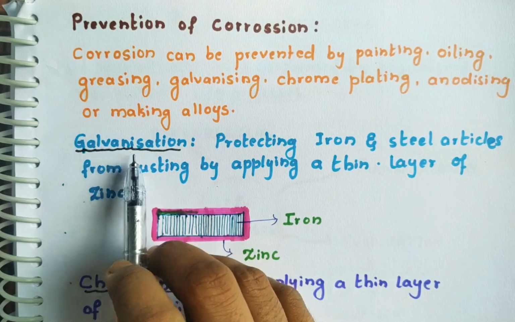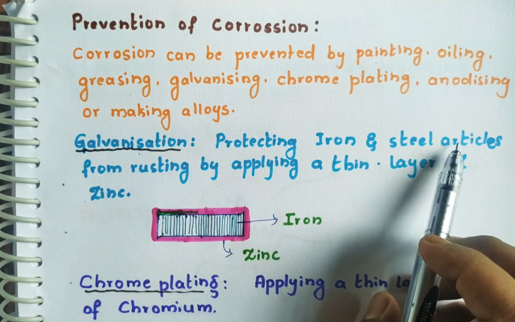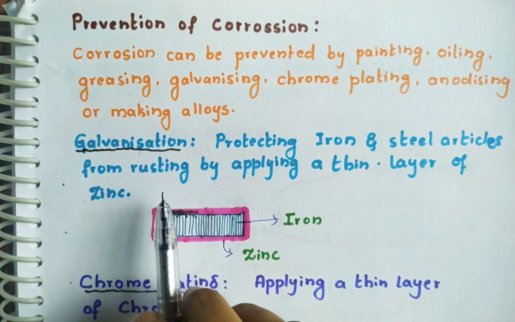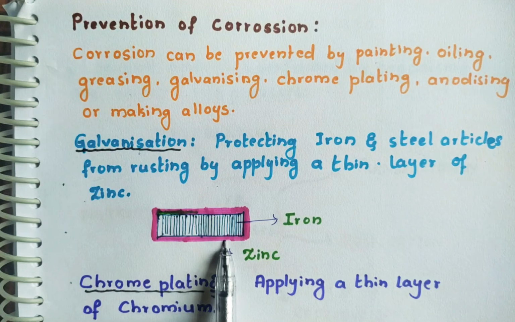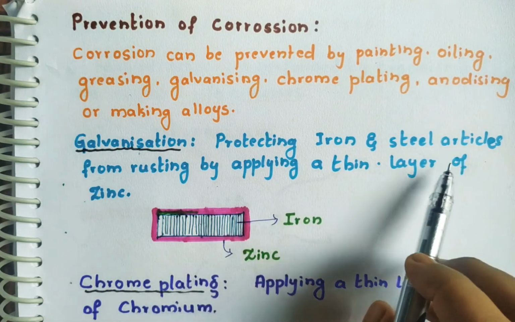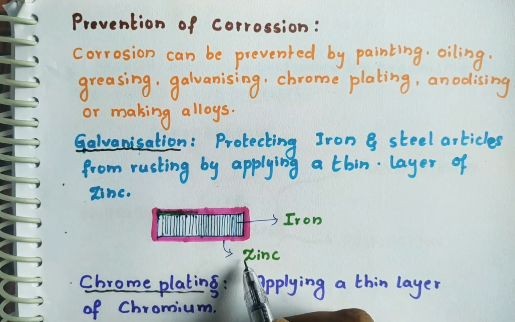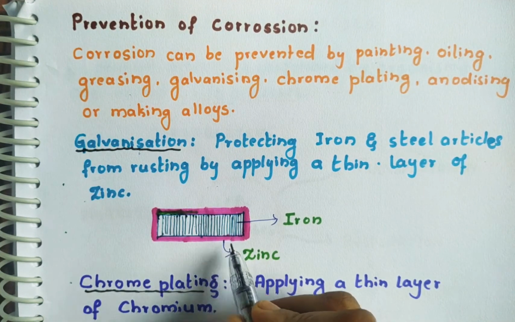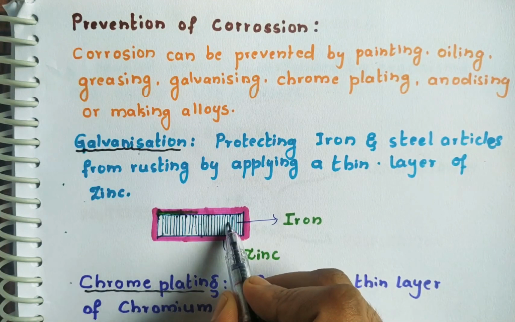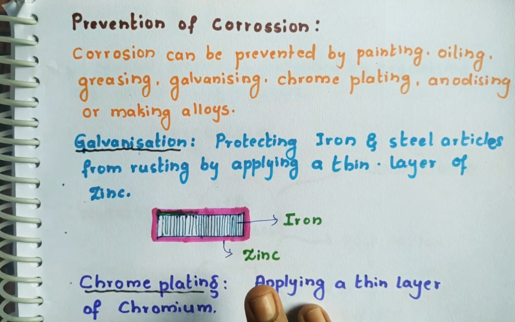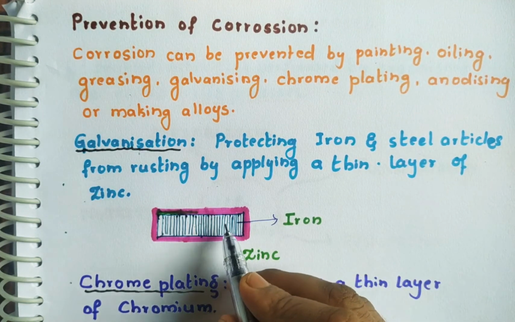Next thing is galvanization. It is a method in which iron and steel articles are prevented from corrosion or rusting. What we are doing in this process, we are applying a thin layer of zinc. See what we are doing, the pink color is zinc. We are applying a thin coat of zinc on iron. So students, you have to understand, even though the zinc coat breaks, the iron articles will not rust.